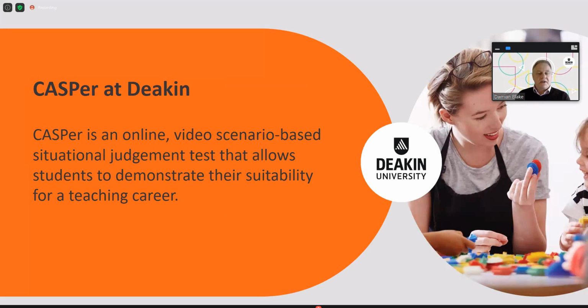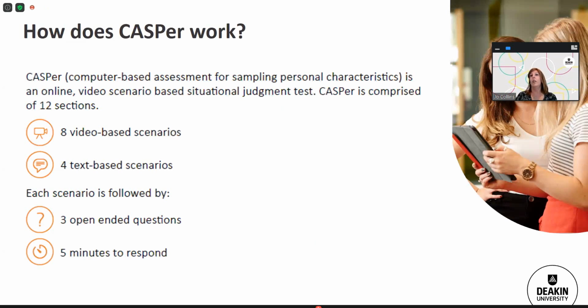So the CASPer test is actually the computer-based assessment for sampling personal characteristics is what it stands for. But in more simple terms, it's basically an online test. It uses video scenario-based situational judgments, and it allows us to look at your suitability to become a teacher and for a career in teaching. So Jo, how does the CASPer test work?